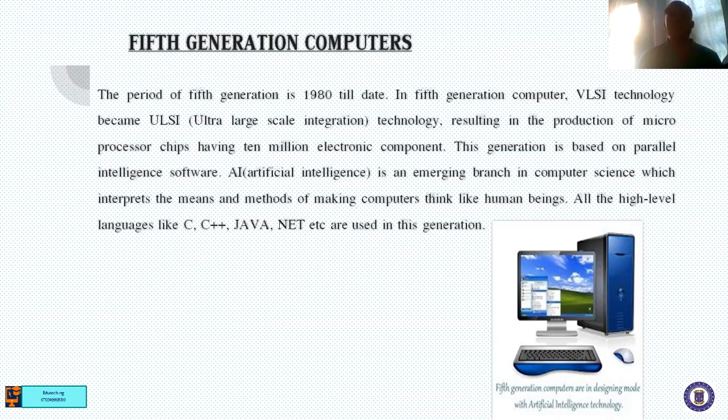All the high-level languages like C, C++, Java, .Net, etc. are used in this generation. Now, when we talk about the high-level languages, we are simply referring to all the programs that were used to build up the robots, to make them act the way they act.